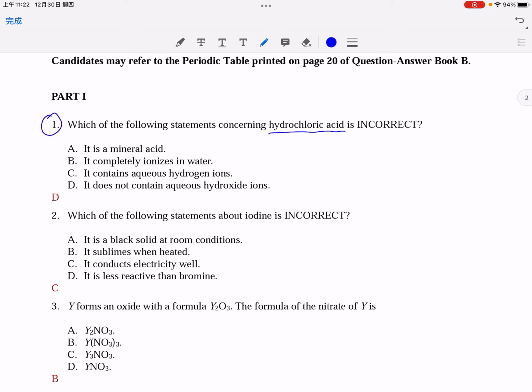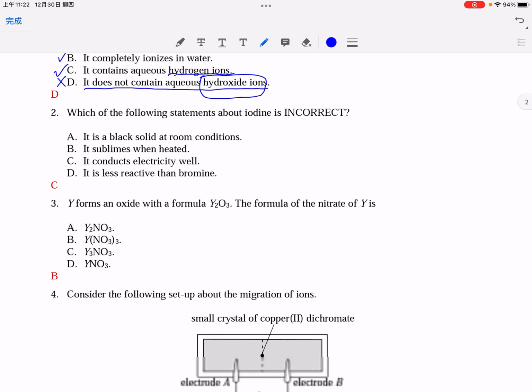Hydrochloric acid is of course a mineral acid and it completely ionizes in water to give hydrogen ions, and the statement in option D is of course incorrect because all solutions should contain hydroxide ions. So make sure you got this idea. Question number 2.